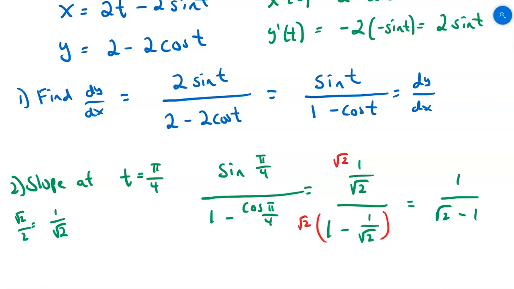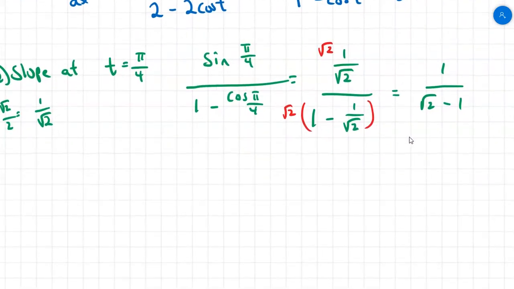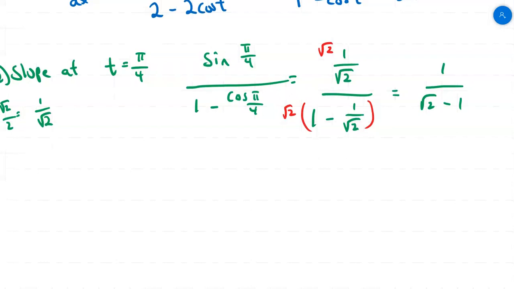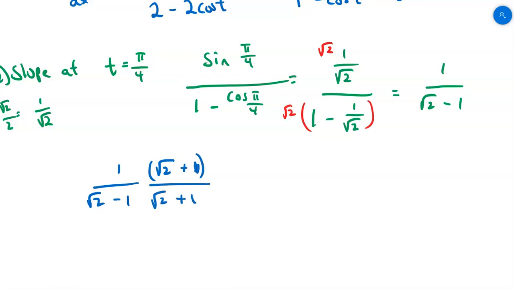You notice it's still not rational. So here, let's multiply top and bottom by the conjugate. So I'm going to take 1 over square root of 2 minus 1 and multiply top and bottom by the conjugate, which is square root of 2 plus 1. And this gives me square root of 2 plus 1 on the top. And then on the bottom, I end up with a 2 minus 1. So the slope is just square root of 2 plus 1, or you can write it as 1 plus the square root of 2, right? Either one will work. That's my slope.